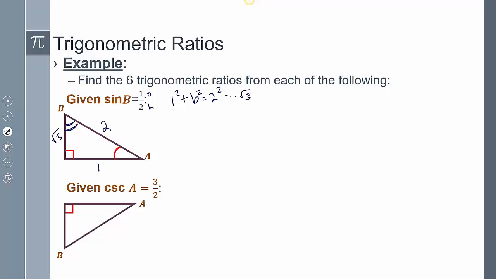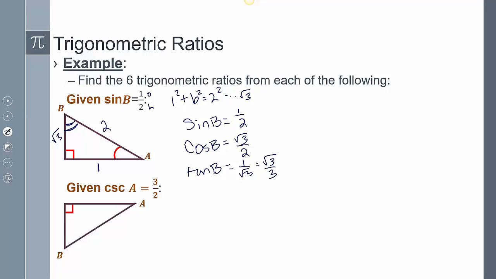Now that I have that, I can go through and I can label all 6 trig ratios from angle B. So I can say the sine of b, opposite over hypotenuse. Cosine of b, adjacent over hypotenuse. Tangent of b, opposite over adjacent. And then I can rationalize that, so that'll be root 3 over root 3.